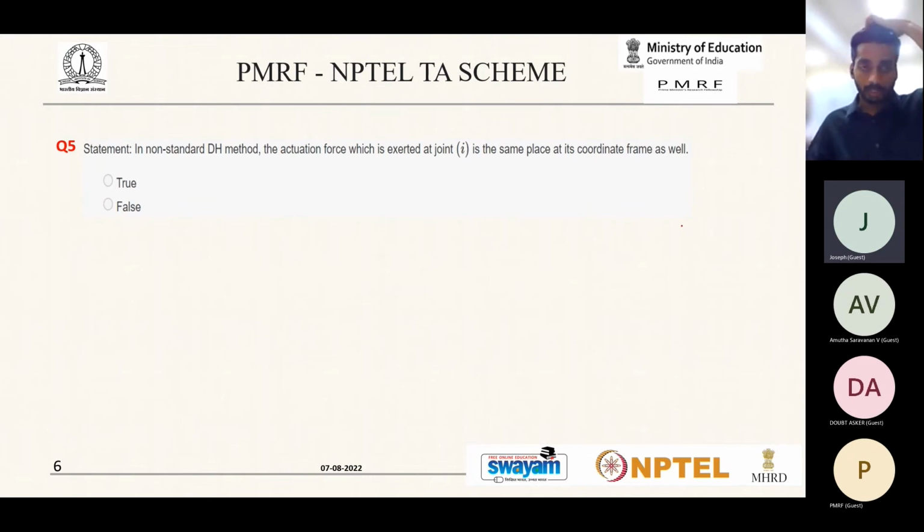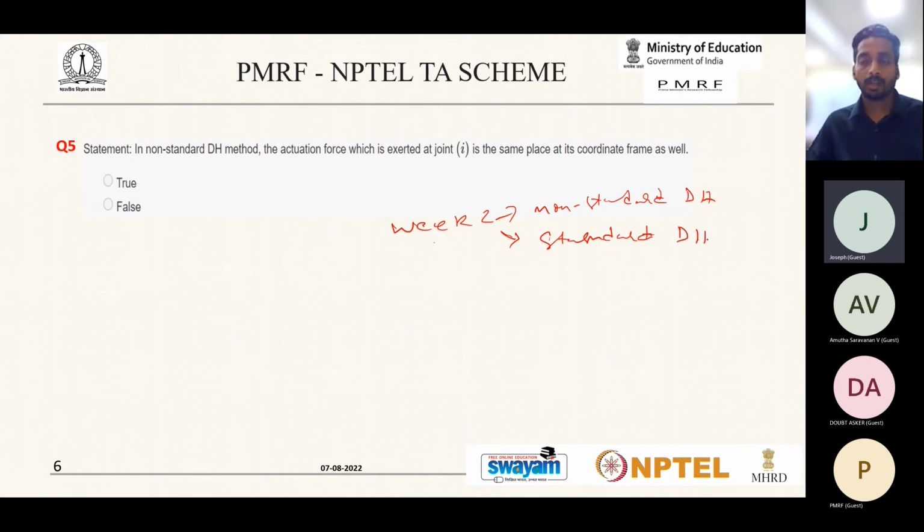So question 5 here, the question is that in a non-standard DH method, the actuation force which is exerted at joint I is the same place as its coordinate frame. So if you remember, if you have gone through the lecture of week 2, there are two things which the professor talked about. One is non-standard and one is standard DH, right? So both methods will give the correct results. So one can use any one of them.